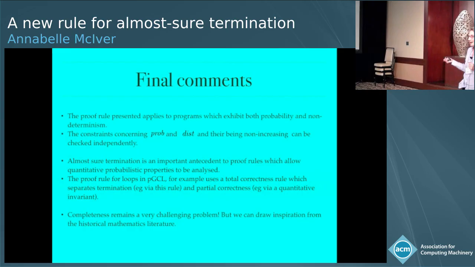Although almost sure termination is what I've talked about in the talk today, the full proof rule allows us to prove quantitative properties. So the termination is really a precursor to being able to examine quantitative properties. And we have thoughts on completeness, but it's very hard.